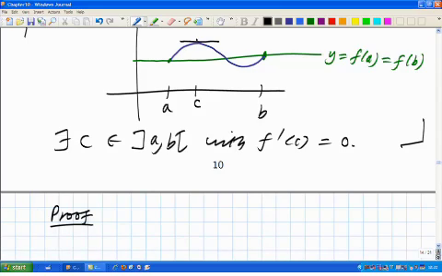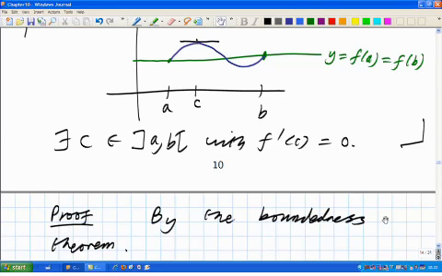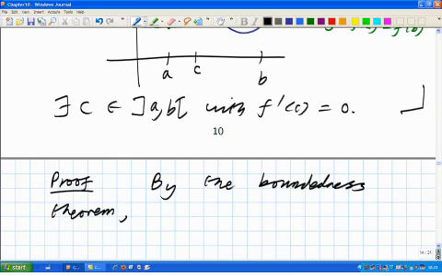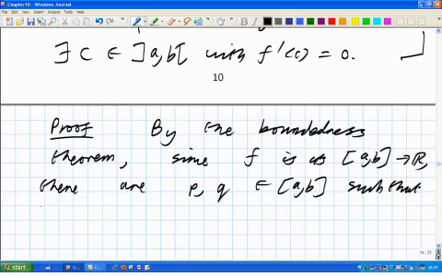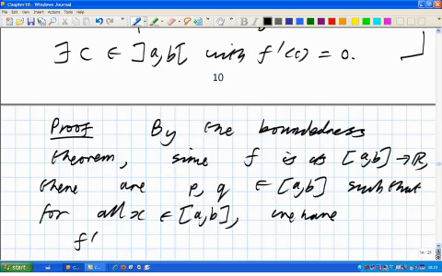Well, we start by applying the Boundedness Theorem. By the Boundedness Theorem, since f is continuous from [A,B] to R, there are P and Q in [A,B] such that for all x in the closed interval, we have f of p less than or equal to f of x less than or equal to f of q.